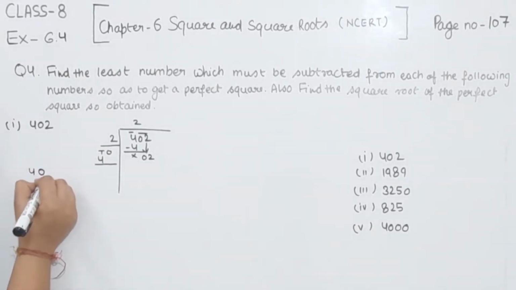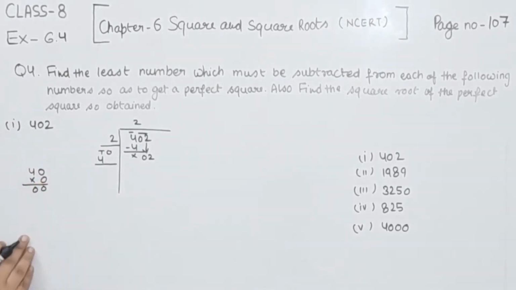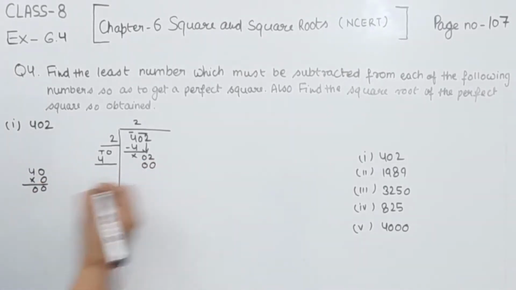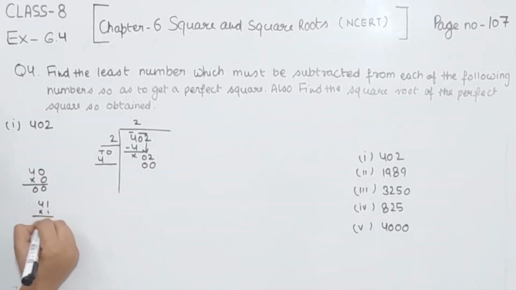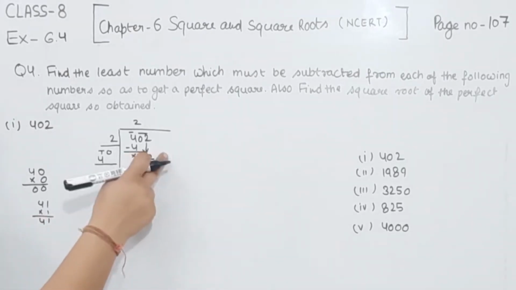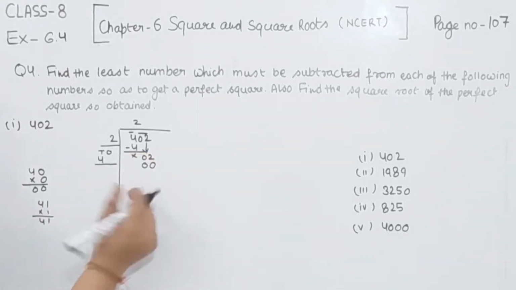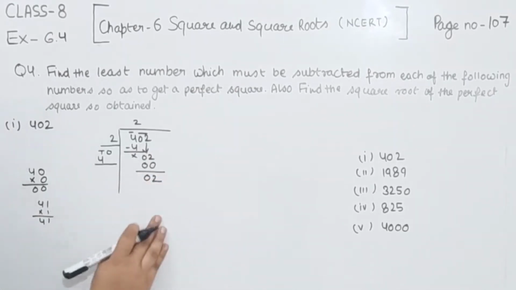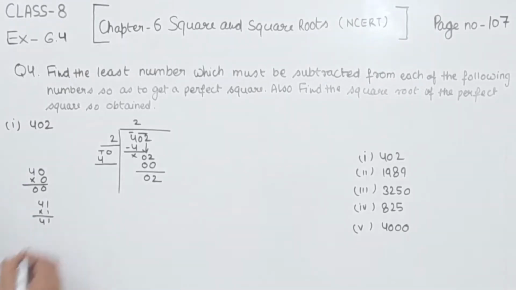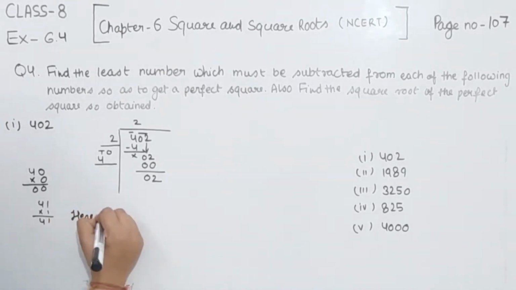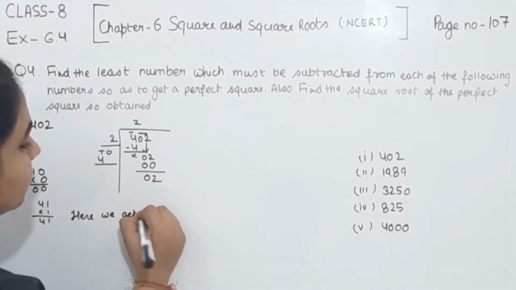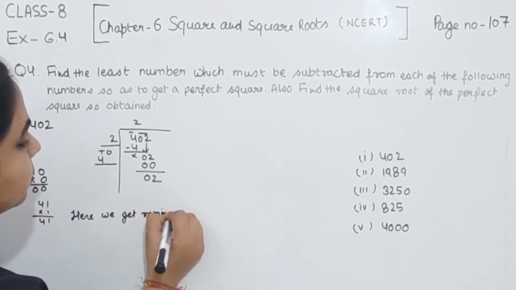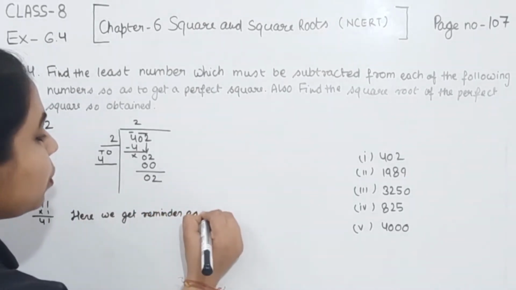If I'm going to take 0, then the number will be 0 and 0. So I'm going to write here 0 and 0. If I'm going to take 1, then this will be 41, which is greater than 2. So I'm going to take 40, then I'm going to take the remainder as 2. So we have to subtract 2 from the 402 for making it a perfect square. So I'm going to write here, we get remainder as 2.